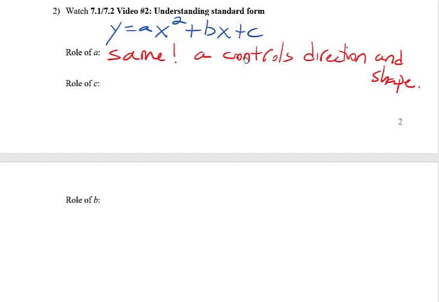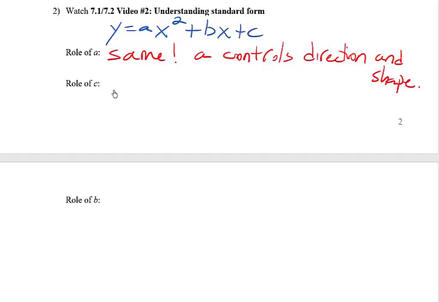Remember that if a is positive, the parabola opens up, and if a is negative, the parabola opens down. And then the shape part, that was that wide, narrow thing. If the absolute value of a was bigger than 1, the parabola was going to be narrow, but if it was less than 1, it was going to be wide. All of that stuff that we learned in that lesson applies to this one as well. So a is very easy. Let's skip down to the c, the role of this c here at the end.